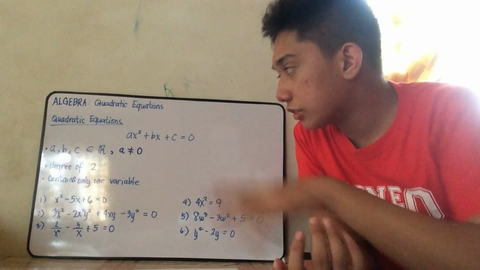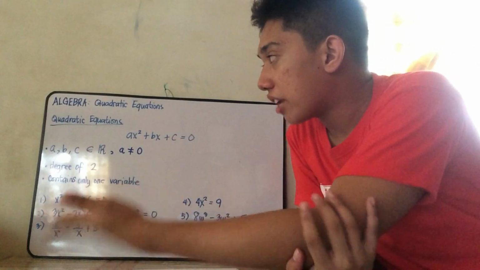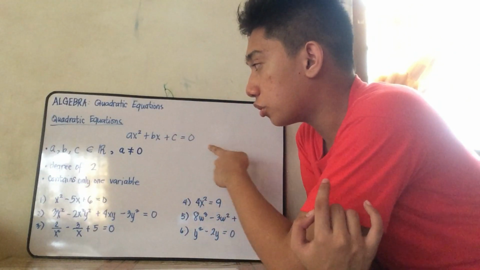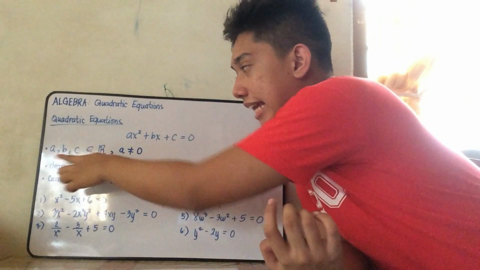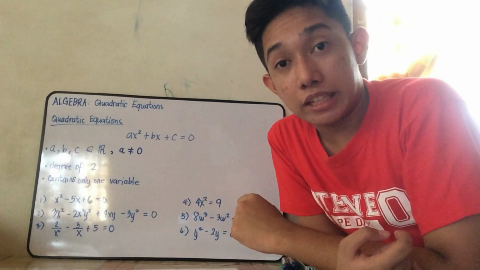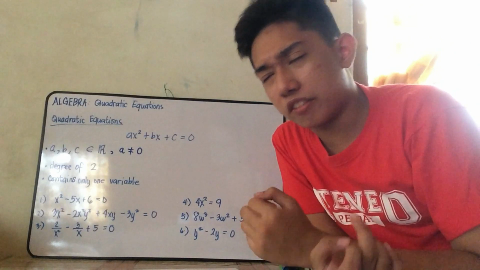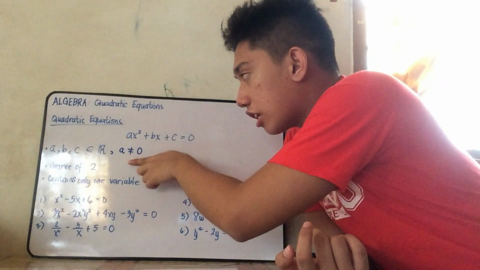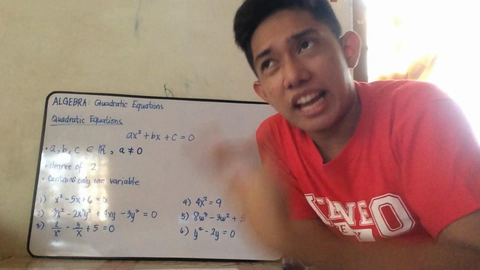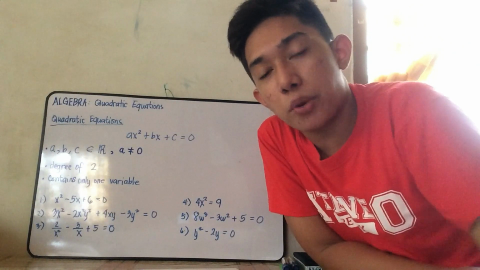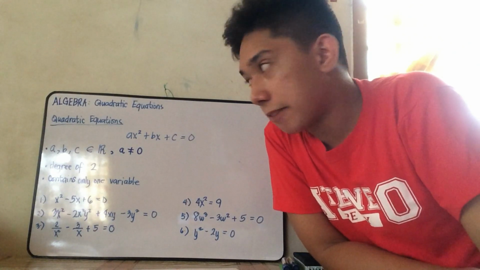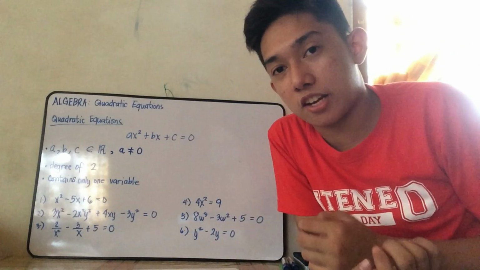Okay? So, quadratic equations are the equations in the form ax squared plus bx plus c is equal to 0, where a, b, and c are elements of the real numbers. Alam na po natin ano yung meaning ng real number. And a should not be equal to 0. Although a is a real number, hindi po pwede na ang a natin is equal to 0. Kasi hindi na po siya magiging quadratic equation.